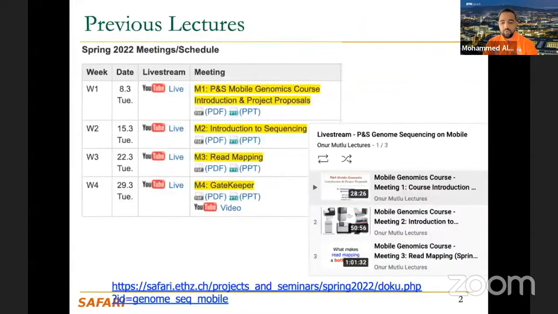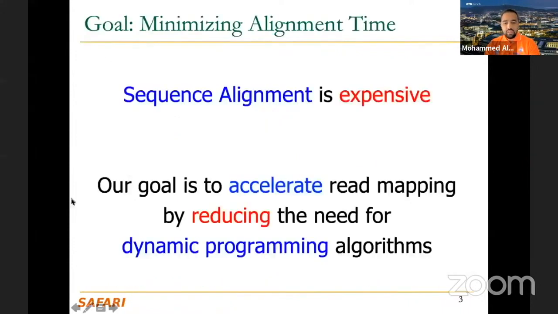And we will continue now with pre-alignment filters, of which we already explained 3: GateKeeper, MAGNET, and Shouji. So remember from the previous 3 lectures that sequence alignment is still expensive, even until today. So our goal is to accelerate read mapping by reducing the need for dynamic programming algorithms.